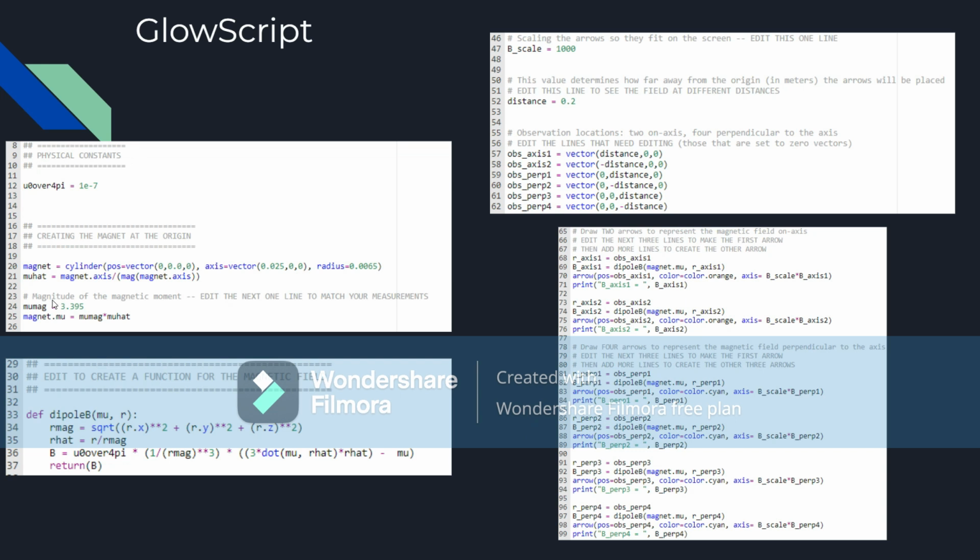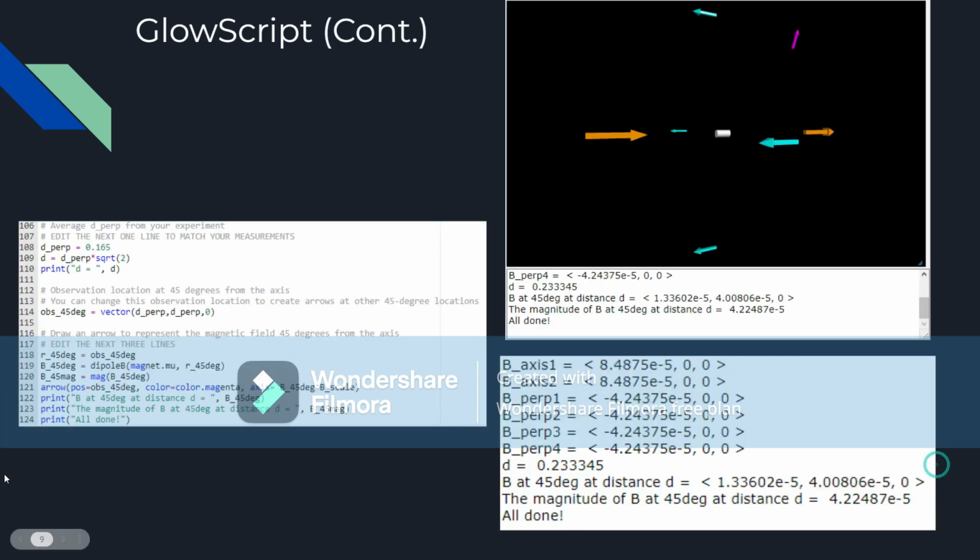GlowScript code. The first part I did in this first image was change my mu to be 3.395. In the second image, I found the dipole using the formula. In the third, I changed the observation vectors for all those using distance and changed the B scale and the distance. And then I created the 6 different arrows using GlowScript.